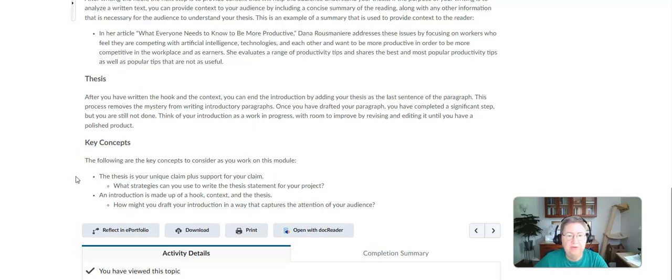The thesis is your unique claim plus support for your claim. And that will be in 1 sentence at the end of the introduction paragraph. The introduction paragraph is made up of a hook, context, and then ends with a thesis statement. Those are important things to remember.